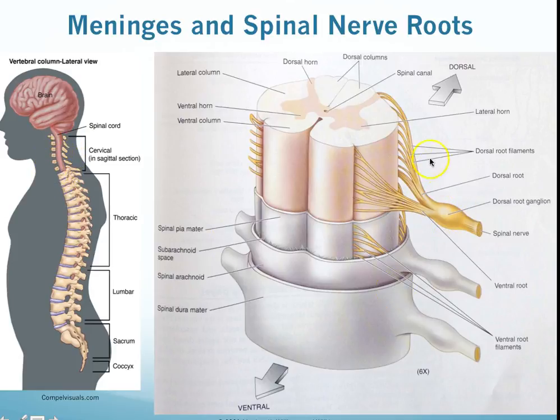So the ventral root and the dorsal root come in, and then here we have our pia mater, our dura mater, and then we have the arachnoid here. So we have the same exact setup in the spinal cord as we have in the brain.